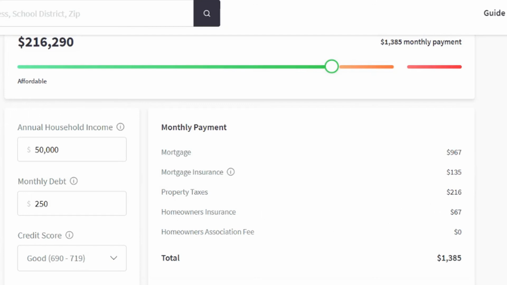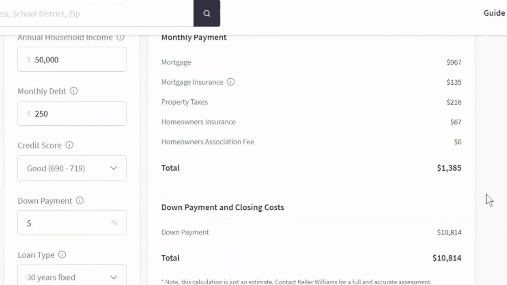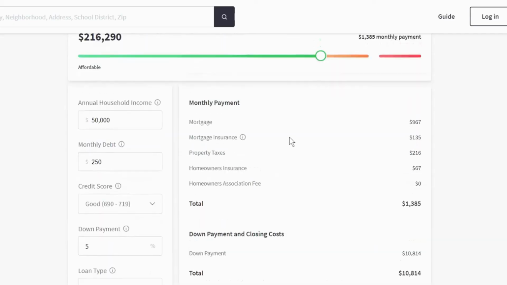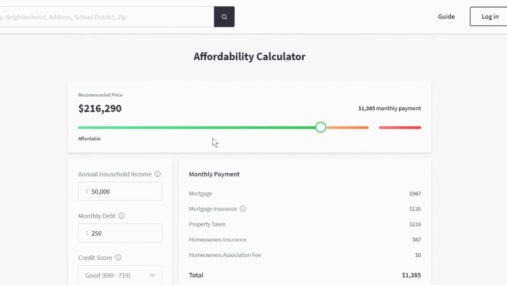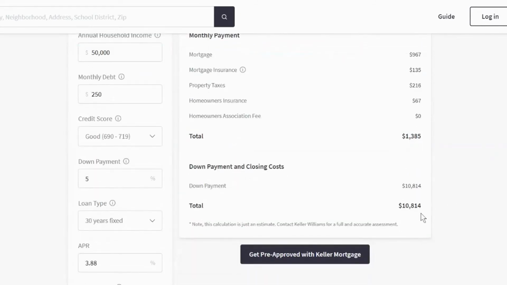Your property taxes are generally paid on an annual basis, but your lender will incorporate an estimate for them on a monthly basis to accumulate that money to pay them. So property taxes based on that 1.2% is about $216 a month. And the homeowner's insurance of $800 works out to be about $67 a month. So that is your total for your $1,385 payment each month. This was based on an assumption of 5% down. So 5% of the $216,000 is a little over $10,000.